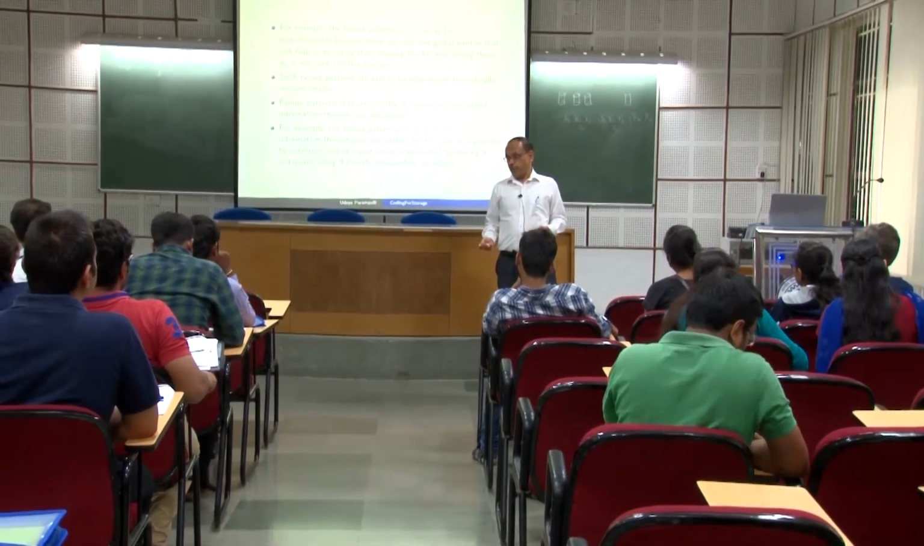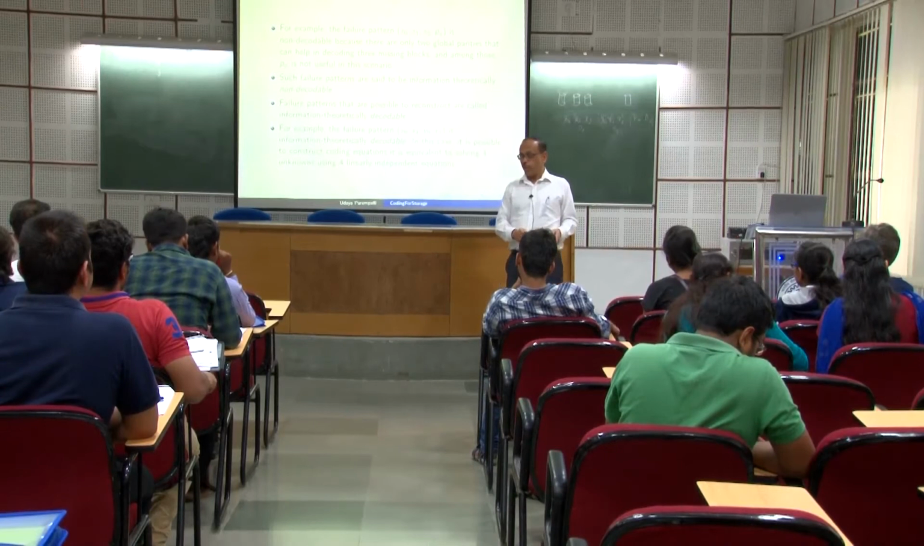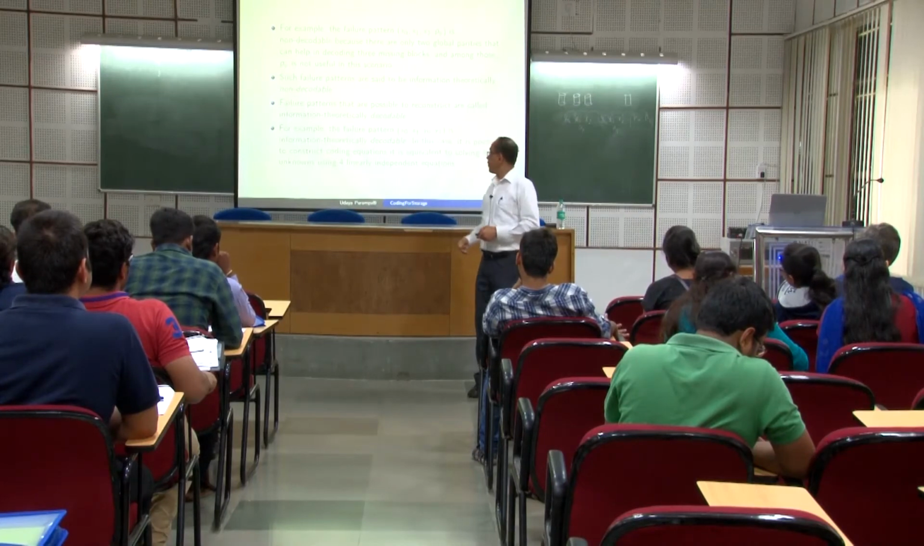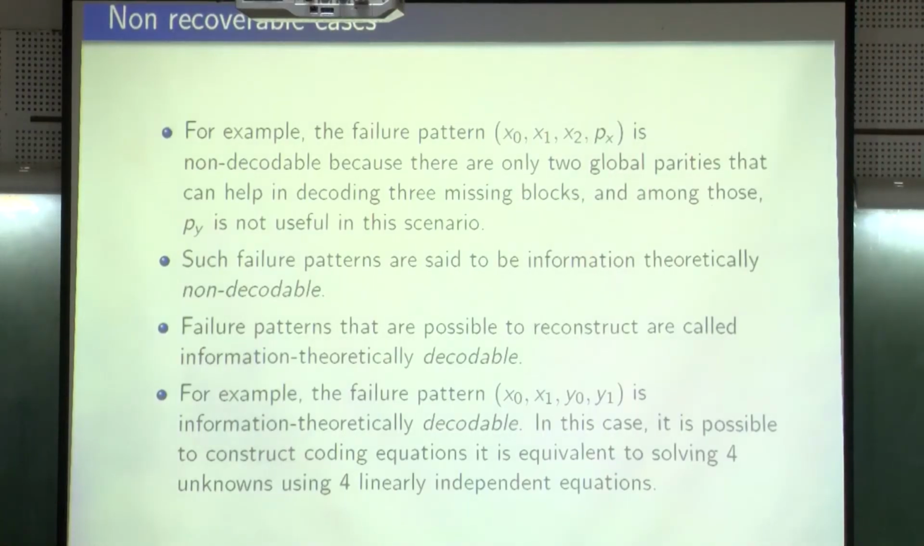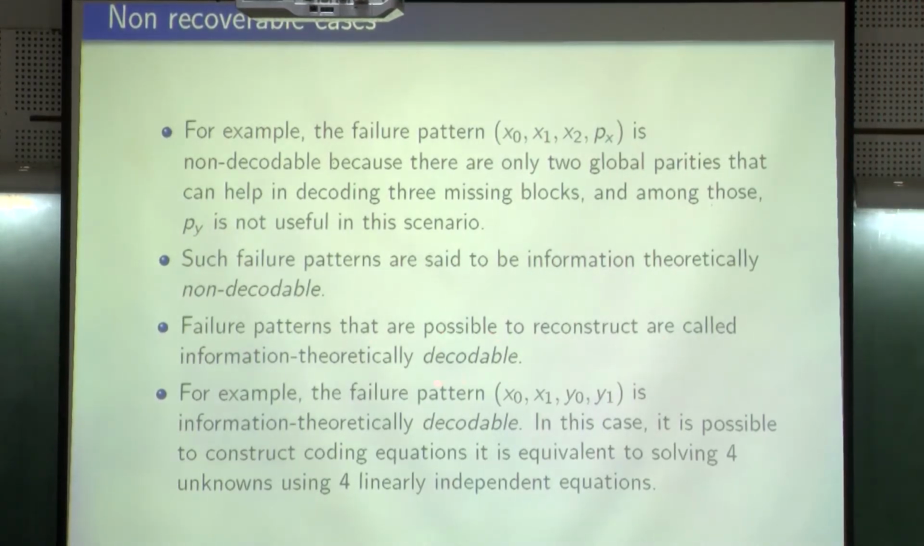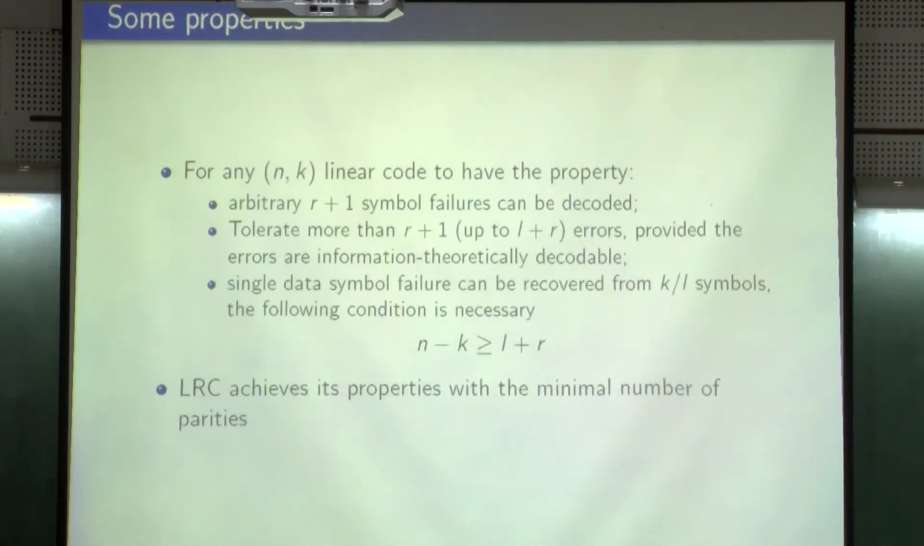The solution can differ: GF(2^4) is one solution, and if you use the field GF(2^8), another solution, and so forth. Is that clear? This is how it works. So these are the failure patterns. Such failure patterns are information theoretically non-decodable, while failure patterns that are possible to reconstruct are information theoretically decodable, and for example, this is one of them.